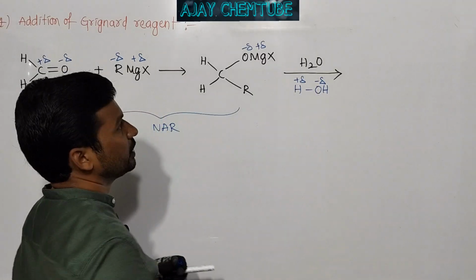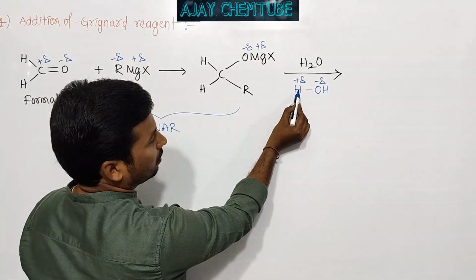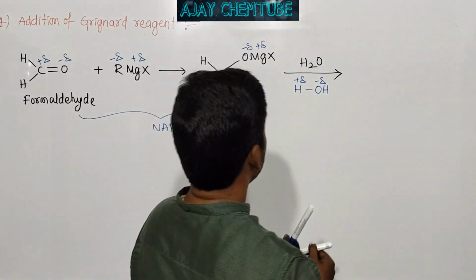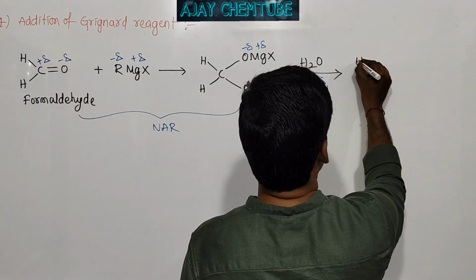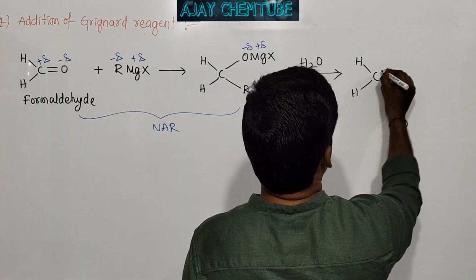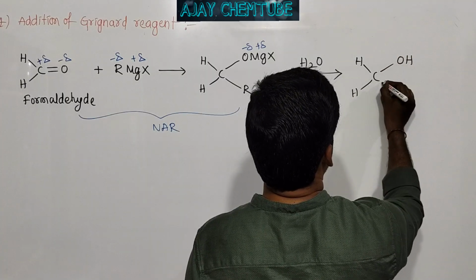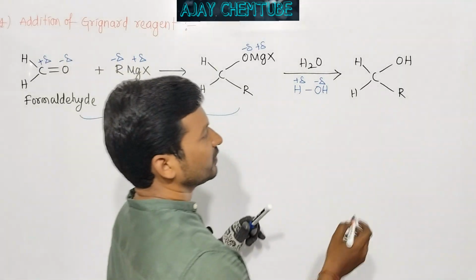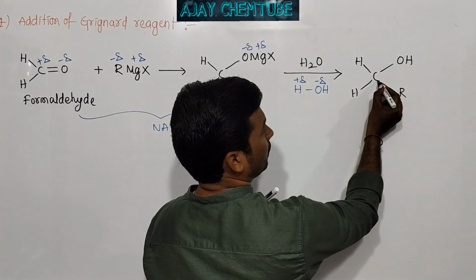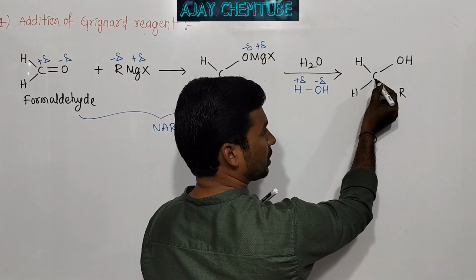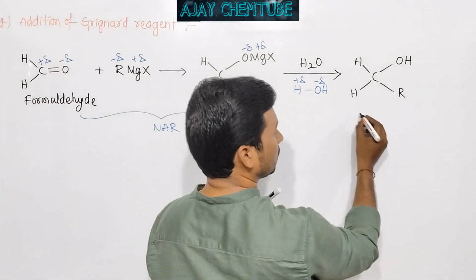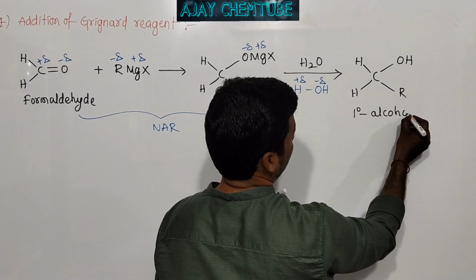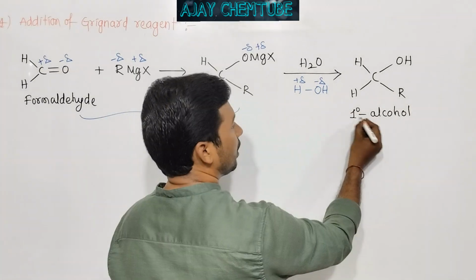Now add positive to negative, negative to positive. What do you get? We get H here, C, H. To O minus, H is added. Here R. This is a primary alcohol. The hydroxy group containing carbon is directly attached to only one carbon. That is a primary alcohol, 1 degree alcohol.